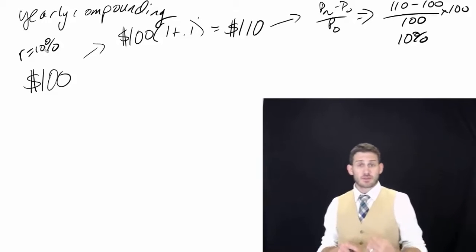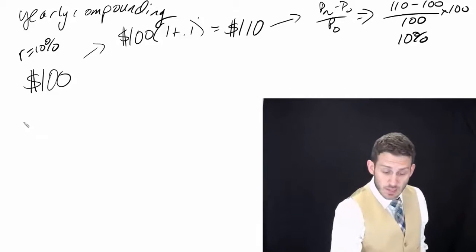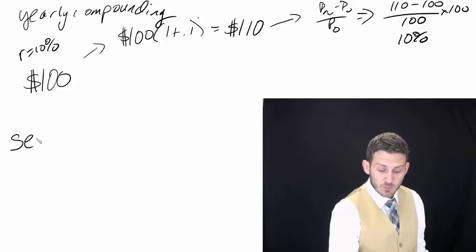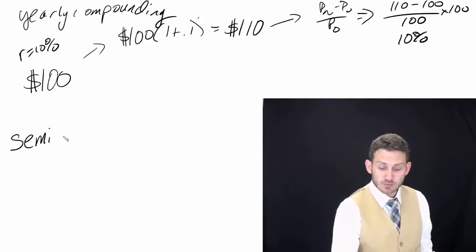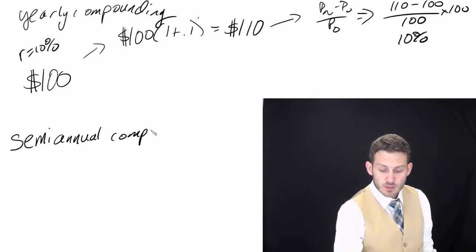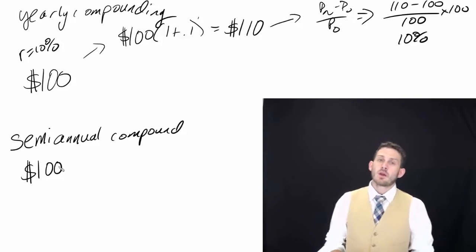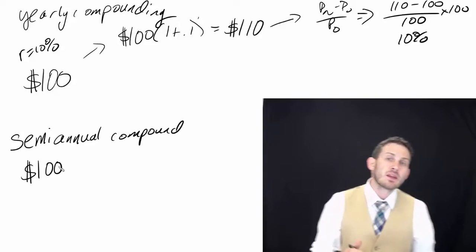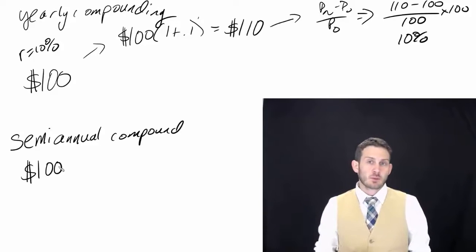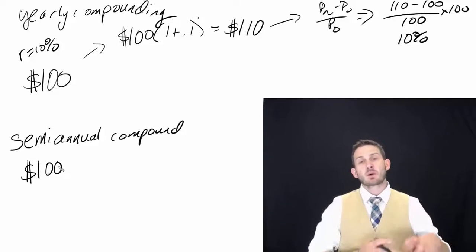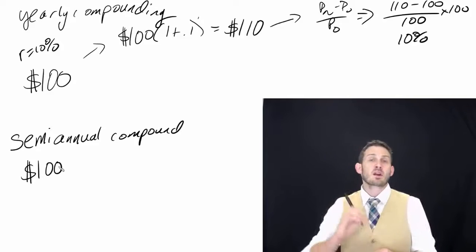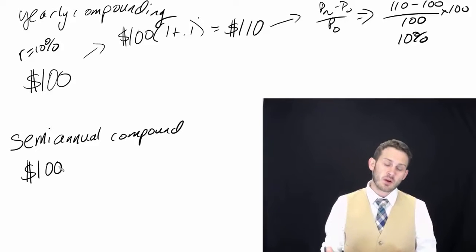However, this does differ when we go to a shorter time period between compounding. So we'll go to semi-annual compounding. Under semi-annual compounding, we're still taking that same $100, but we are compounding interest every 6 months. So after the end of 6 months we're going to accrue some interest, and then we're going to accrue some interest again in 1 year.